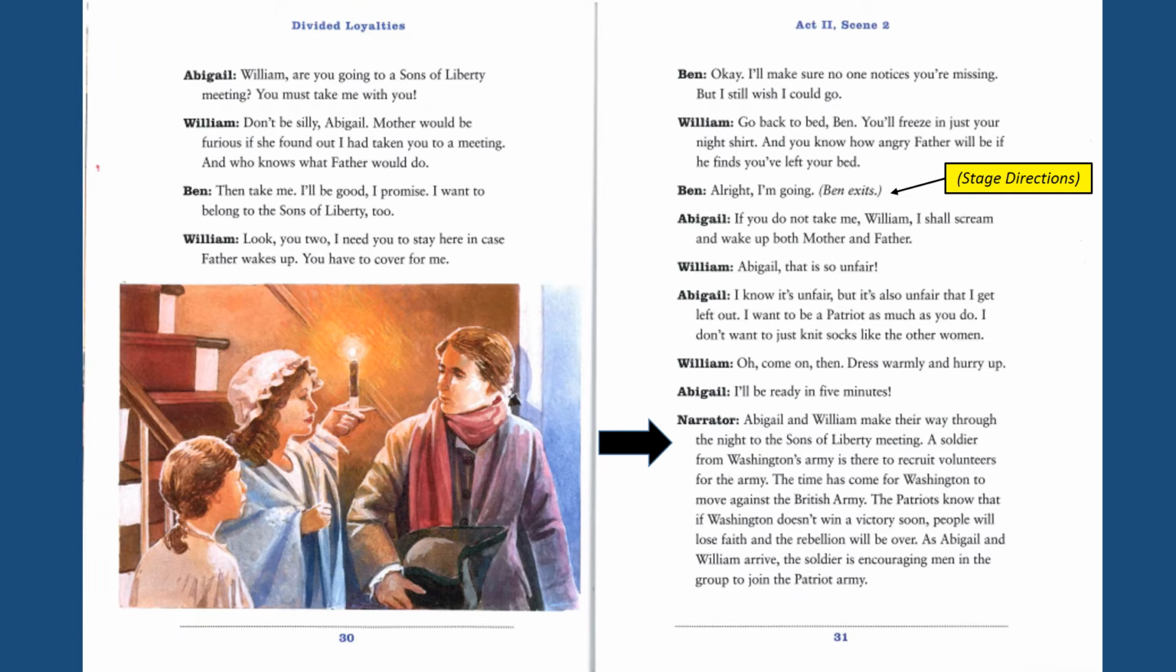Abigail and William make their way through the night to the Sons of Liberty meeting. A soldier from Washington's army is there to recruit volunteers for the army. The time has come for Washington to move against the British army. The Patriots know that if Washington doesn't win a victory soon, people will lose faith and the rebellion will be over. As Abigail and William arrive, the soldier is encouraging men in the group to join the Patriot army.